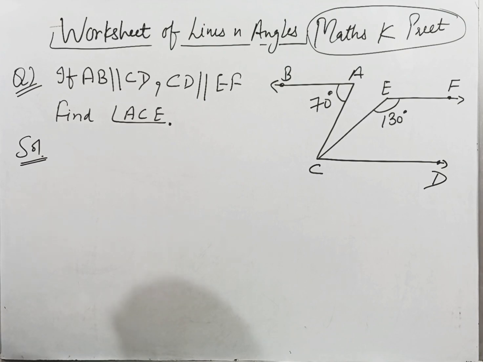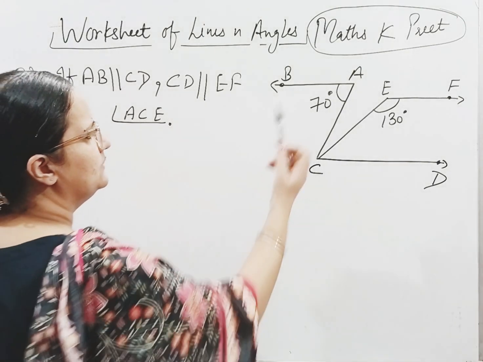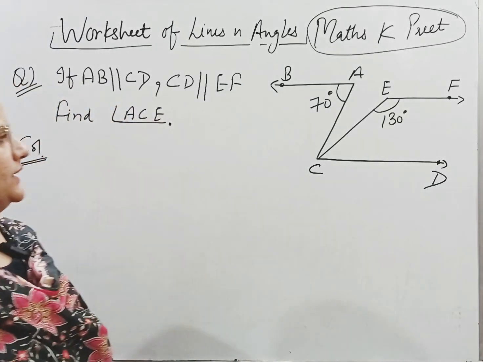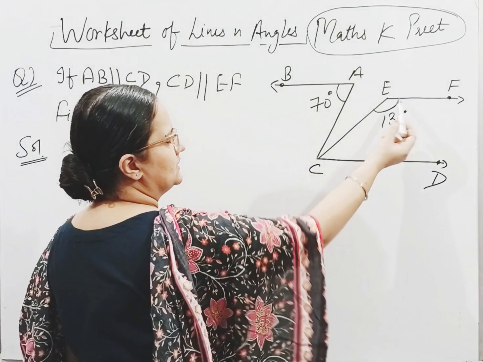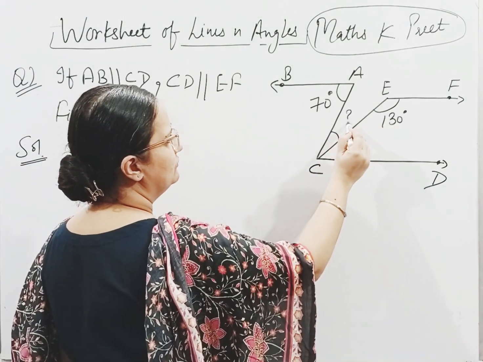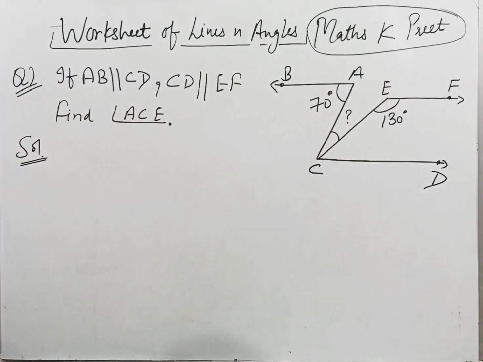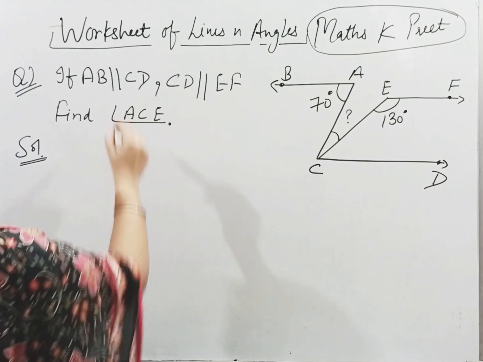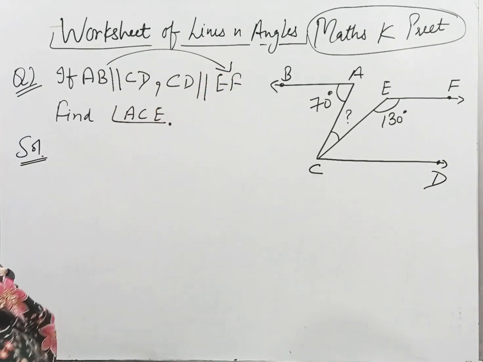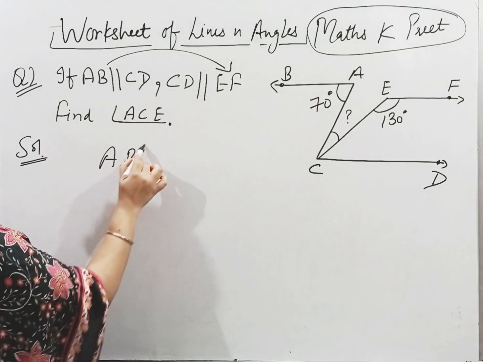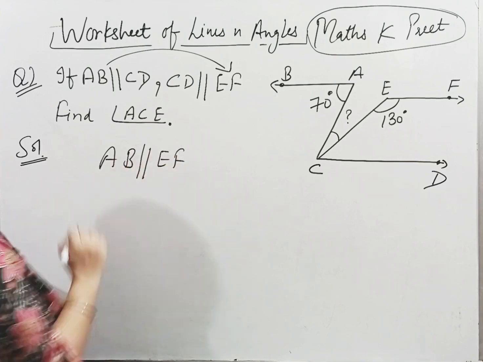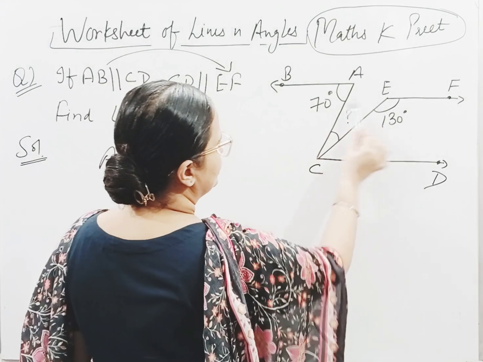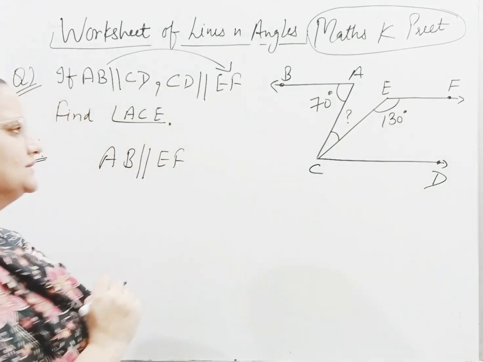So in this figure and the statement, it is given that AB is parallel to CD and this CD is further parallel to EF. We have to find the angle ACE. This angle we have to find. So how we will do? From the question, AB is parallel to CD, CD is further parallel to EF, then we can have AB is parallel to EF, because lines parallel to the same line are parallel to each other. This is the one result.